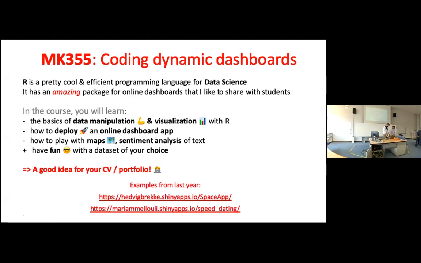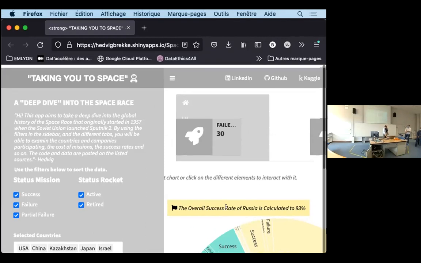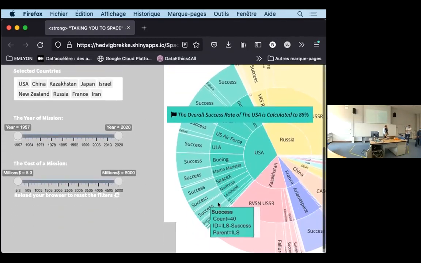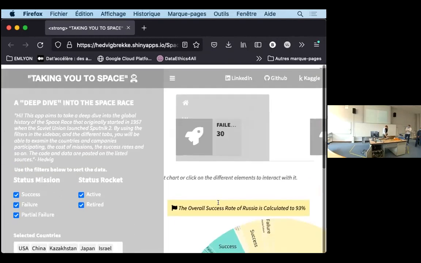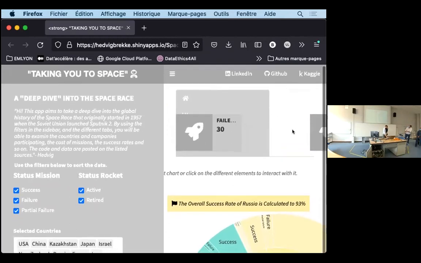So yeah, this is a dashboard by Hedwig, who was one of my students last year. It's here, very big. And it's on space launches. So here, I mean, it's not super good looking on the screen, but it's pretty beautiful. And so you can scroll. The presentation is not super great here, but in practice, it's pretty beautiful. So she had a very good grade.